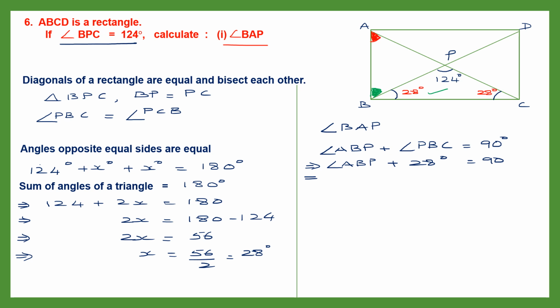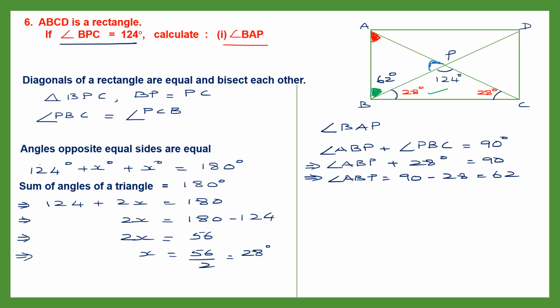So now let's find out this angle. ABP is equal to 90 minus 28. 90 minus 28 is 62. So this is 62, ABP. So this we got it as 62. Now we have to get this also. That is, we have this angle here.